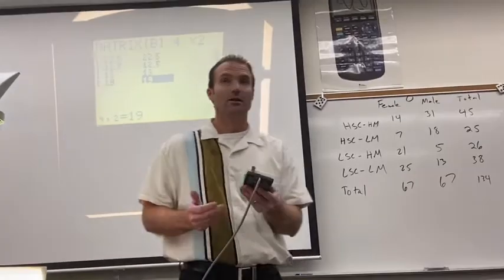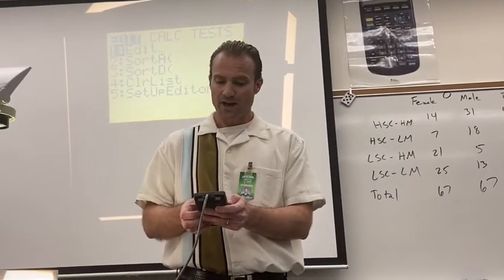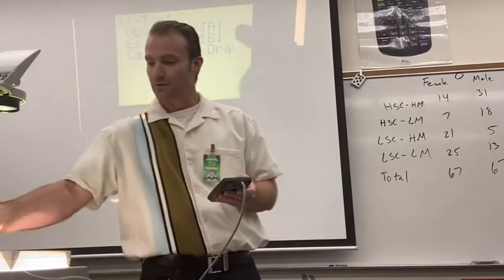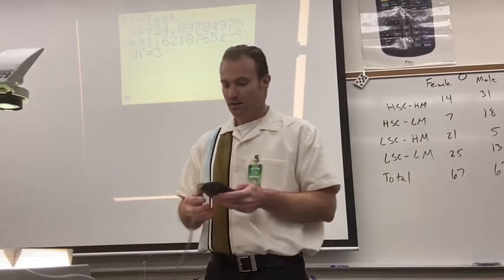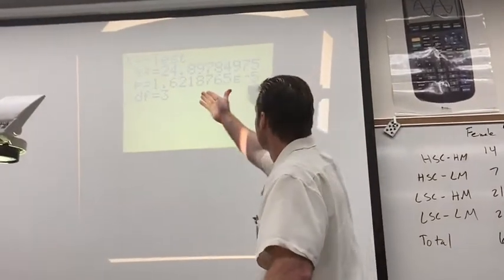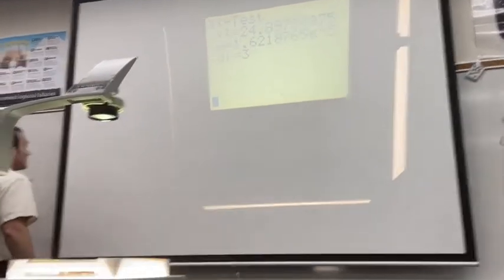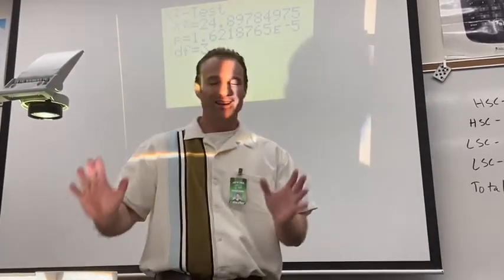Okay. Now that all the information is entered, I quit. I go back to stat test, chi-squared test, got my observed in matrix A, got my expected in matrix B, I calculate it, and there you go. There's your chi-squared statistic, just like we said. Here's the accurate p-value, and some of you hopefully have learned your lesson.